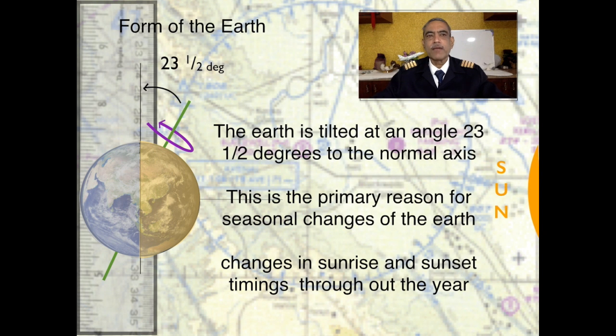While on the subject, I want to cover another important and interesting aspect of the form of the Earth. The Earth is tilted at an angle of 23.5 degrees to the normal axis, while the rotation is happening through the normal axis, but it is tilted, as you can see in the picture. This is the primary reason for all seasonal changes of the Earth and apparent movement of the Earth from north to south, and changes in sunrise and sunset timings throughout the year, and it causes lots of other effects, which we will be learning in due course, but I just want to mention it at this point in time.